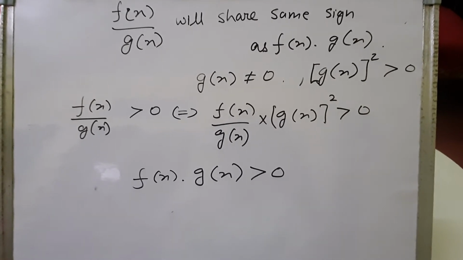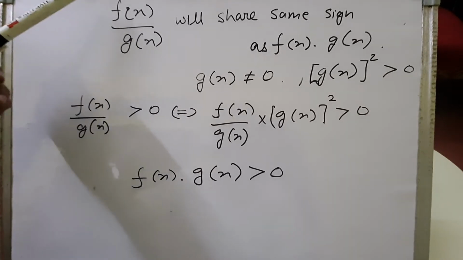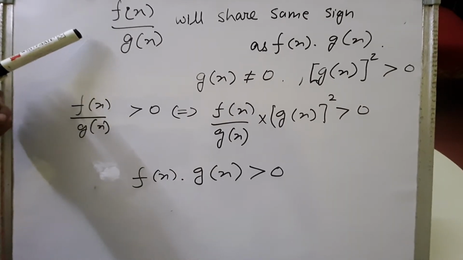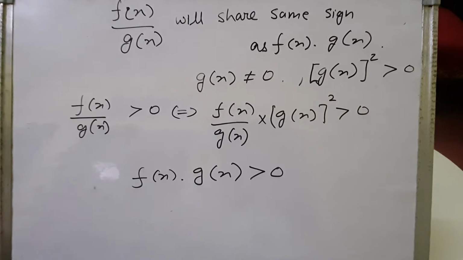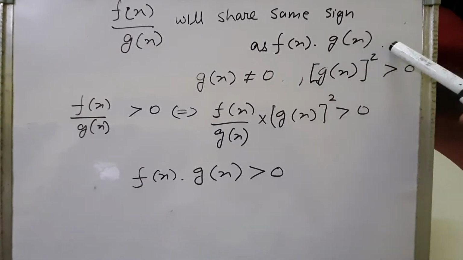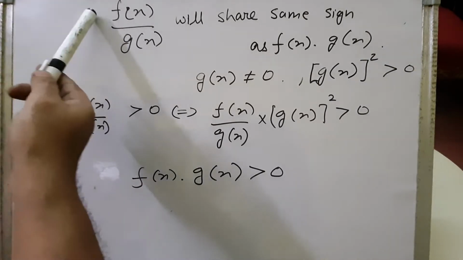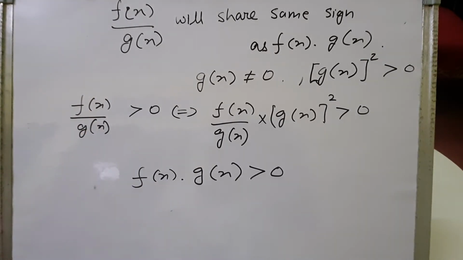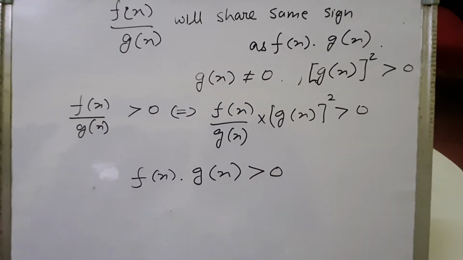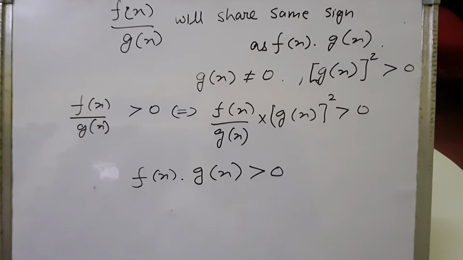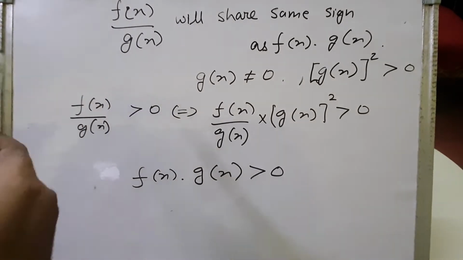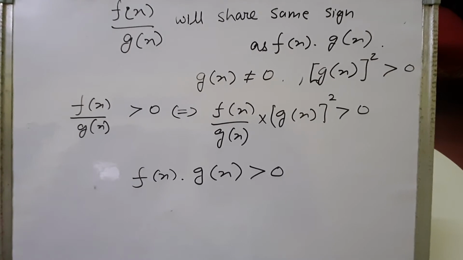Let's see children, f(x) upon g(x). Suppose f(x) is some function and g(x) is some other function. Then we will observe that f(x) divided by g(x) will share the same sign as f(x) into g(x), right? Suppose f(x) is negative and g(x) is positive, then negative upon positive is always negative, same as in multiplication, minus into plus is always minus, right? Suppose f(x) is positive and g(x) is negative, again positive upon negative is negative. Same as in multiplication, we'll get the same result.